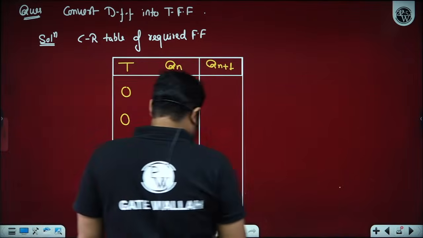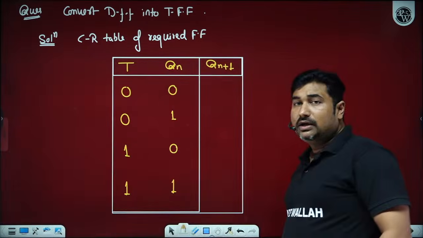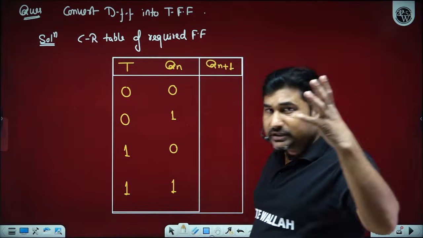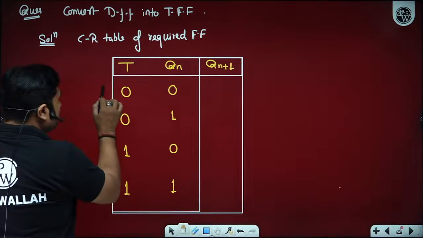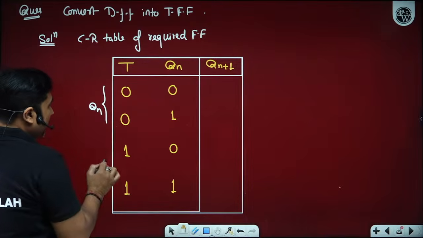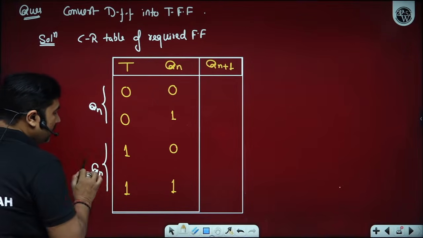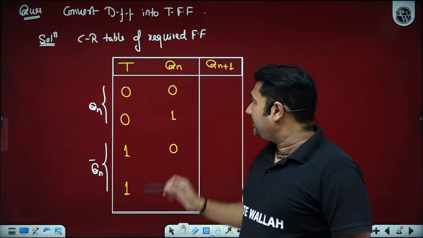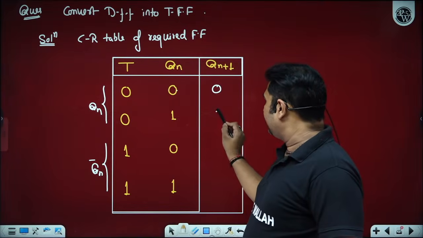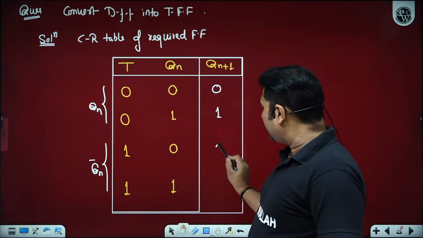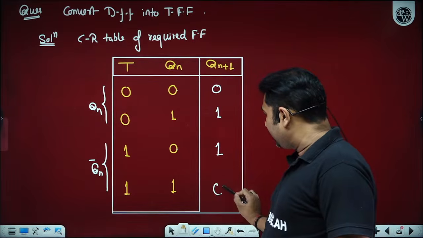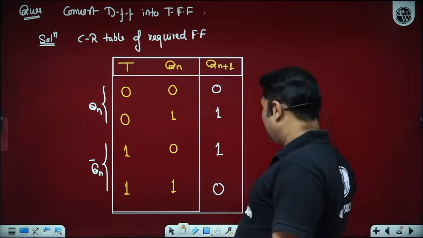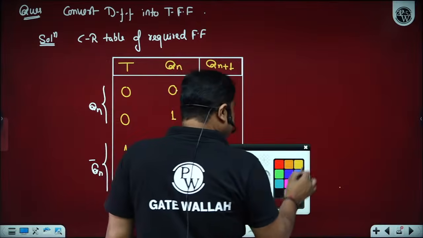Now please observe how to write T flip-flop. We all remember the T flip-flop truth table. For T equal to 0, it will be in the hold state, and for T equal to 1, it will be in the toggle mode. So hold state means whatever QN we had, we get the same, and toggle means QN, then QN complement. Is it okay?